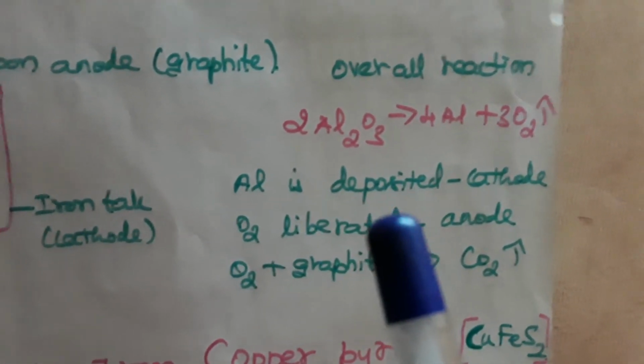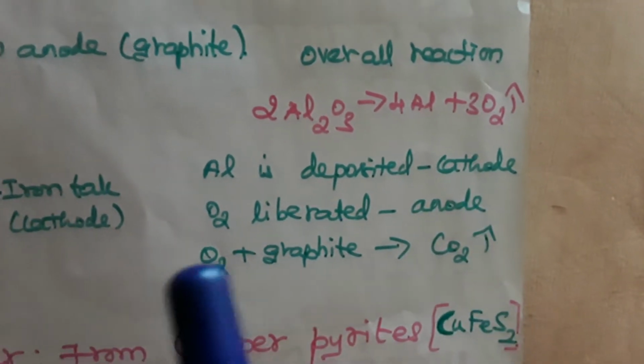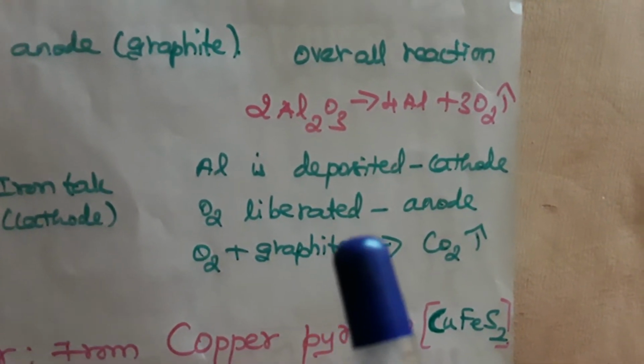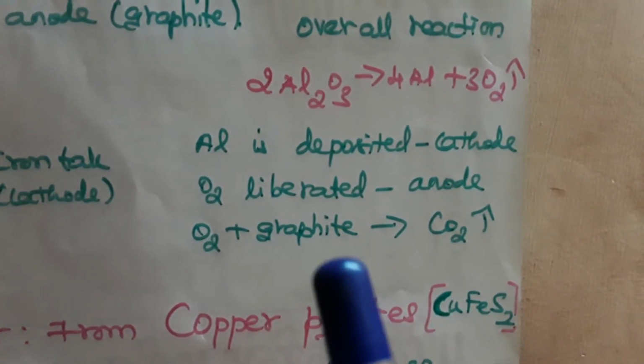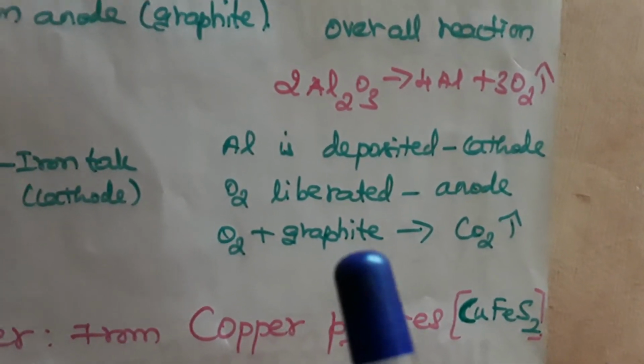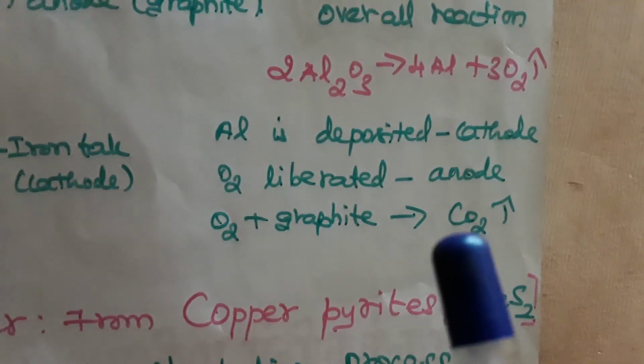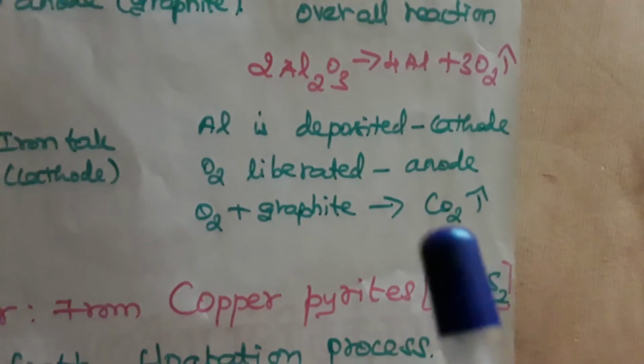Then the aluminium is deposited at the cathode. Oxygen is liberated at the anode. Oxygen combines with the carbon graphite anodes and forms carbon dioxide gas.